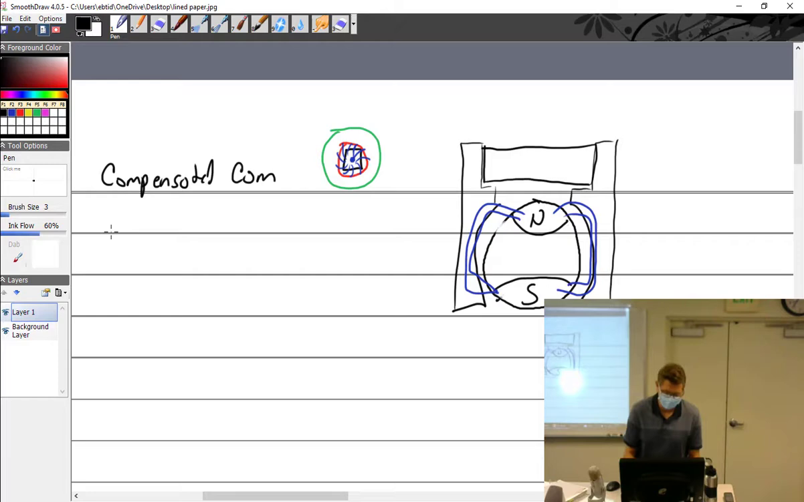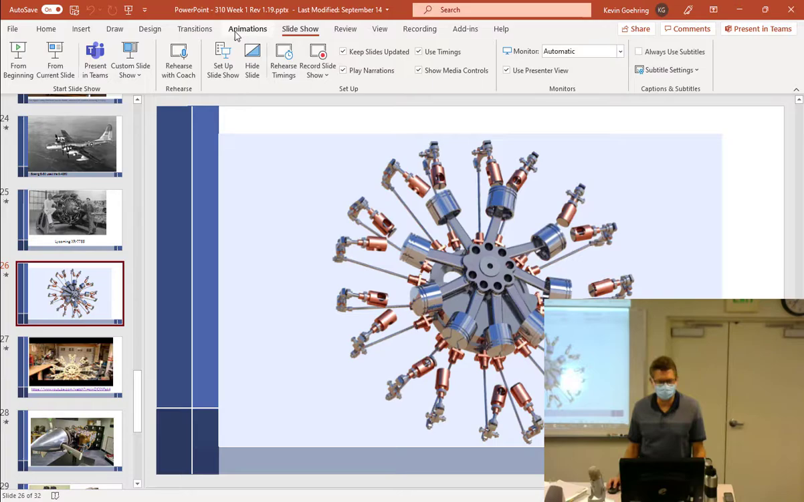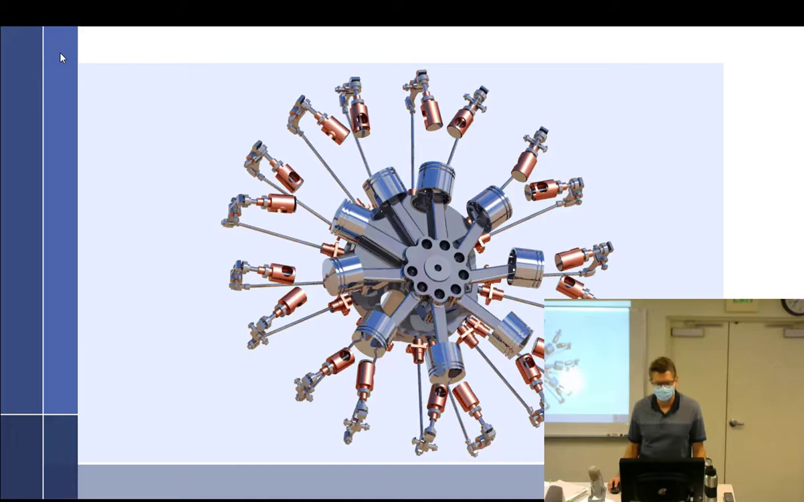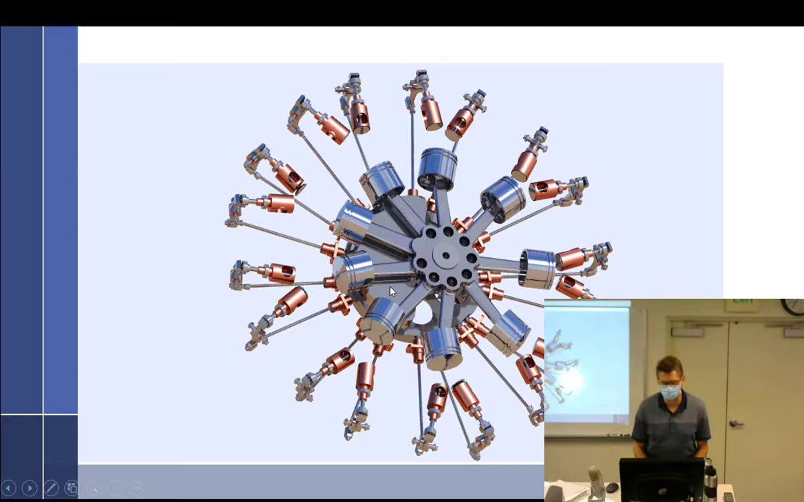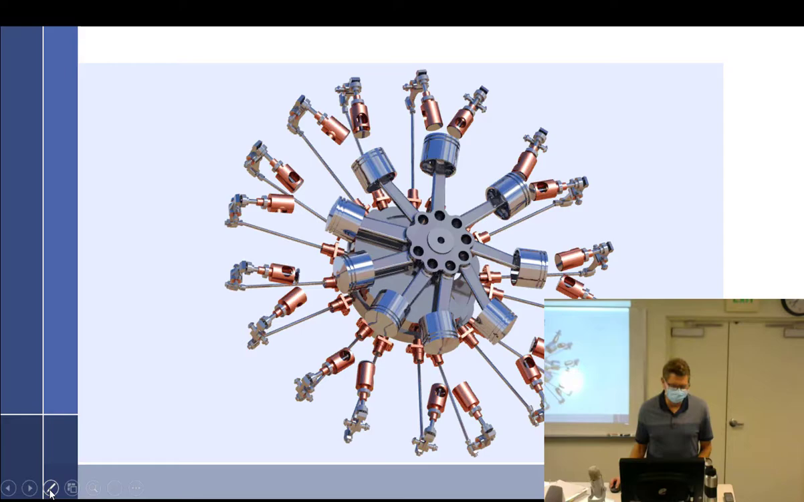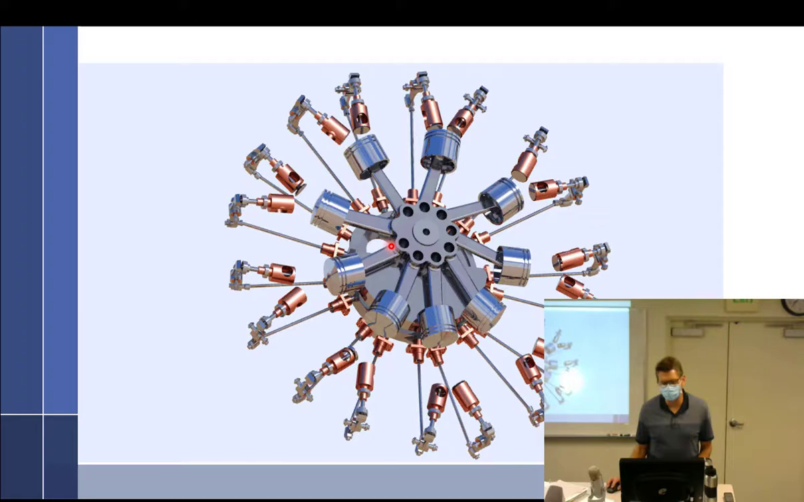All right, so we were talking about a compensated cam. And, yeah, look at that. See, I kind of did that. How do I make that stop? All right. So right here, this one is connected to the master rod, and all these are articulating rods.